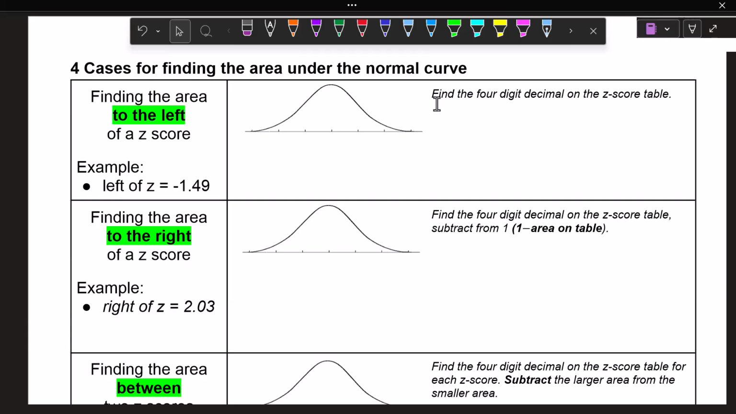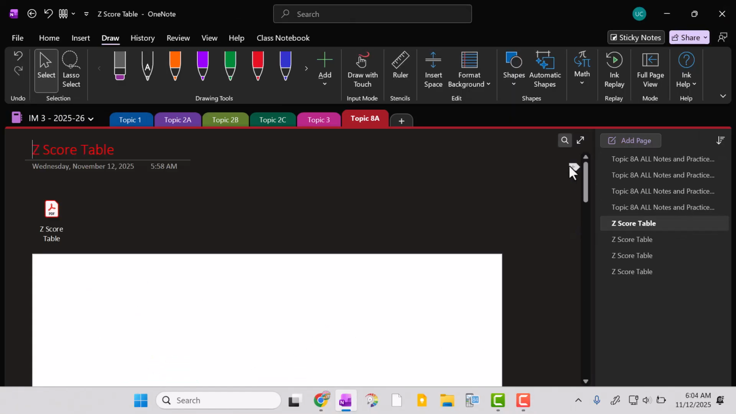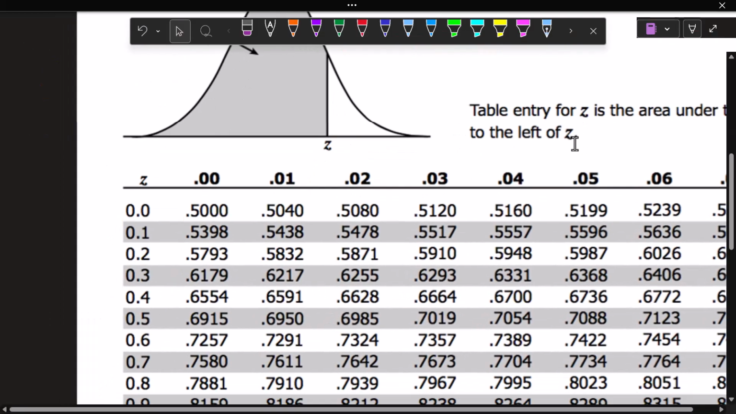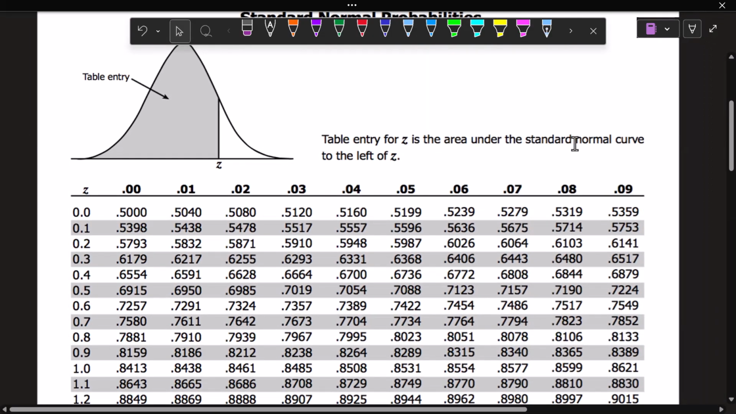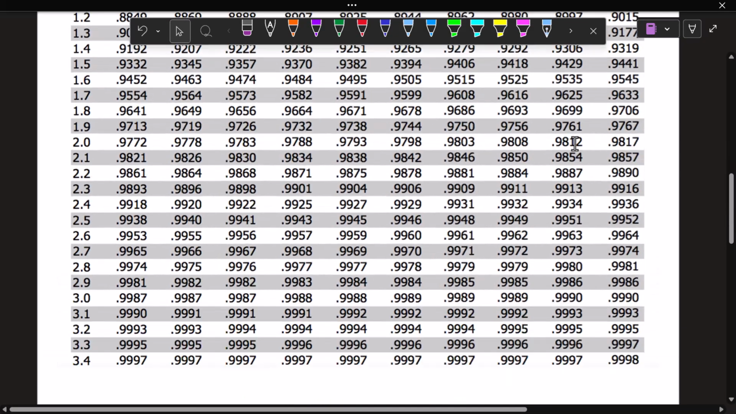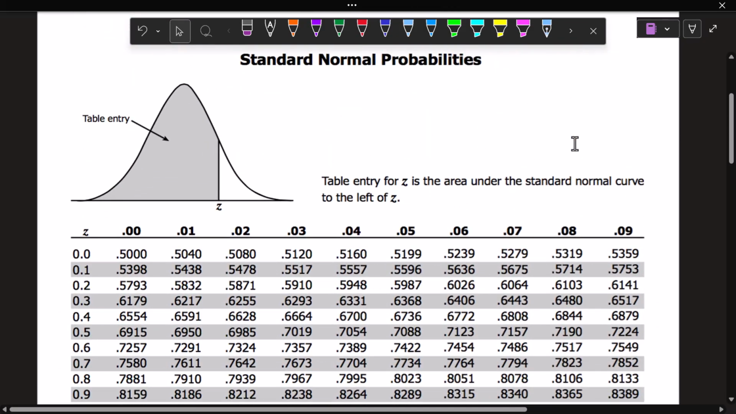So first up, finding area to the left. So if we have negative 1.49, that's about here. And we want area to the left. Well, to find the area, we have to go to our z-score table. The z-scores are on the outside. We have the ones and the tenths position going down the left side, and we have the hundredths position going across the top. And we just match that up.